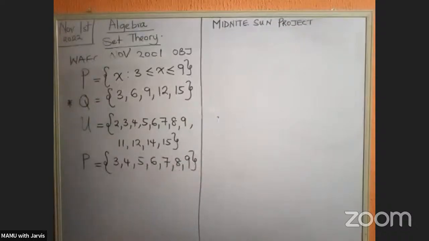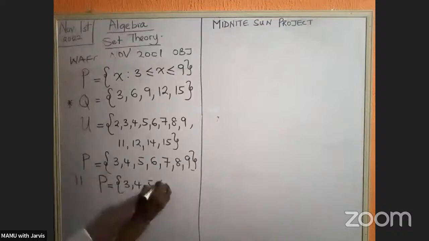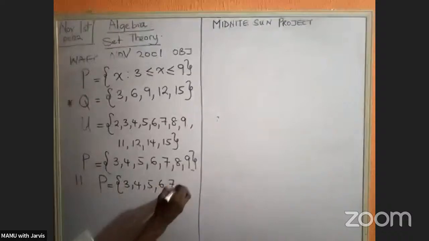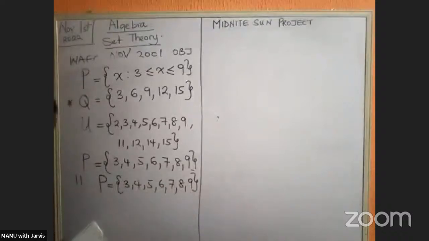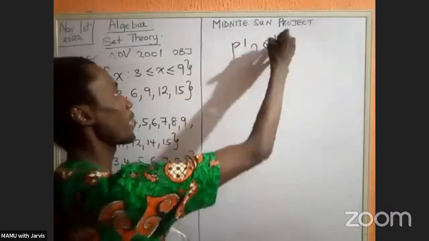So with that settled, the first question there, question 11, says I should list the members of P. So what are the members of P? 4, 5, 6, 7, 8, and 9. The next question says I should find P prime intersection Q prime.